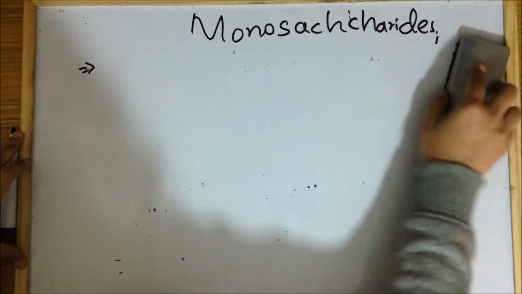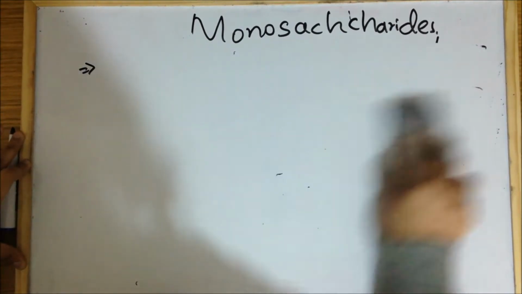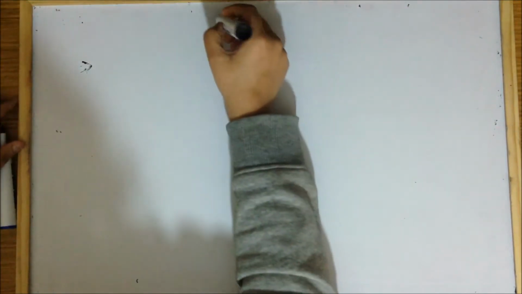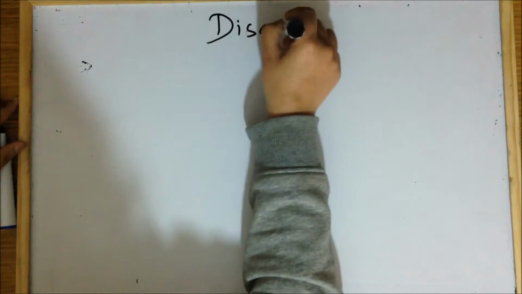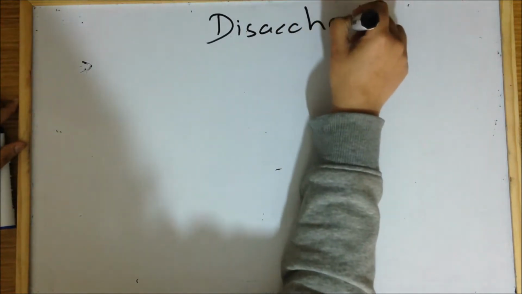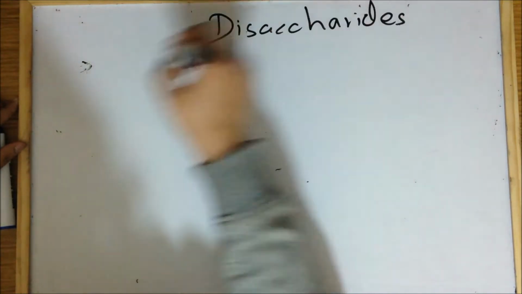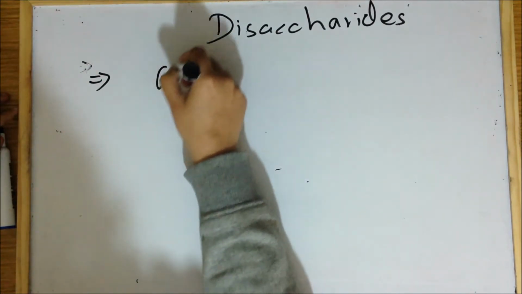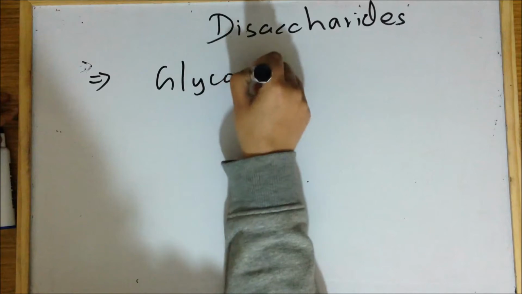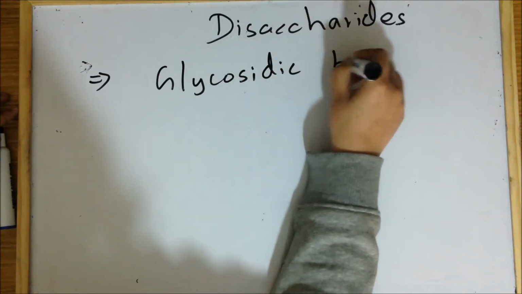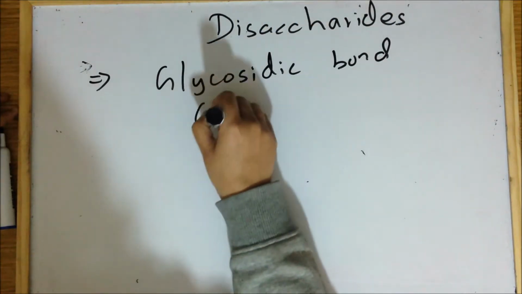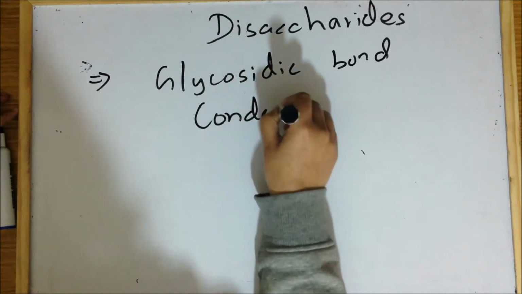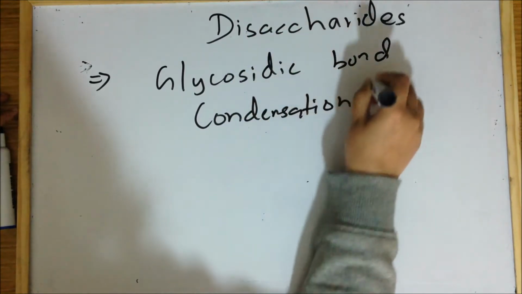And now we are going to move to disaccharides. Disaccharides are made up of two monosaccharides. So two monosaccharides bind with a glycosidic bond by a condensation reaction. Now let's see how they form.